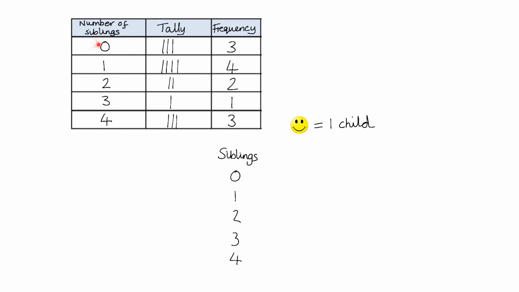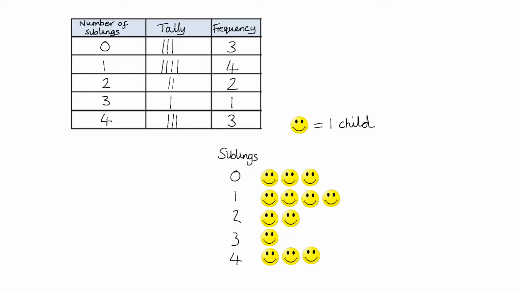So I can see here that having no siblings, there are 3 children who have no siblings. So in my no siblings row, I need to show that there are 3 children who have no siblings. So I can put 3 smiley faces to show that. Let's fill in the rest of this pictogram.